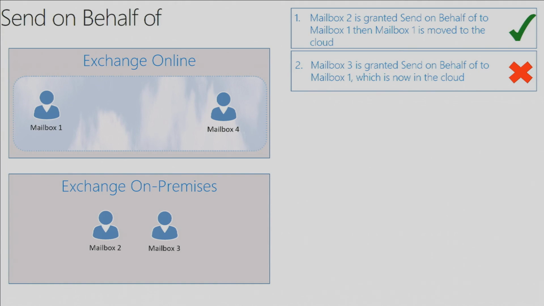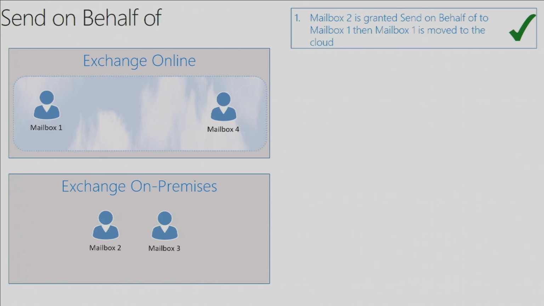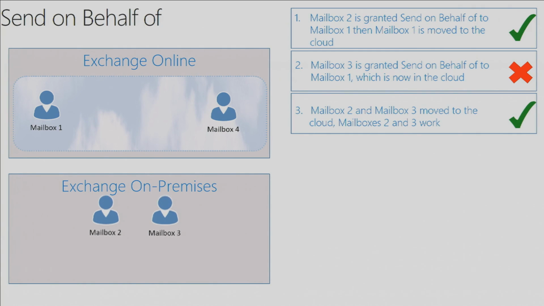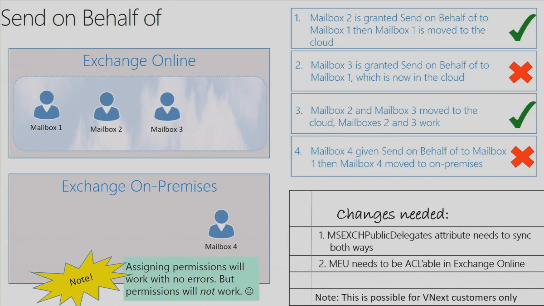Send on behalf of. Again, if you grant a mailbox send on behalf of and then move them to the cloud, that will work. If you grant a mailbox that is in a separate premises, it will not. The reason why this does not work is because we don't keep MS Exchange public delegates in sync, and we don't have ACLable MEUs, the same thing I was just talking about for the previous issue. You need to be able to have an MEU in the cloud that's ACLable so that you can set certain permissions on it. And you need to keep the MS Exchange public delegates in sync.